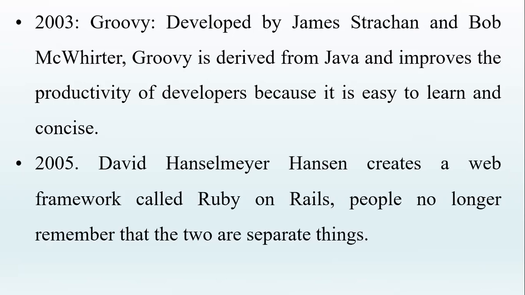In the year 2005, David Hansen created a web framework called Ruby on Rails, and therefore people no longer remember that the two are separate things.